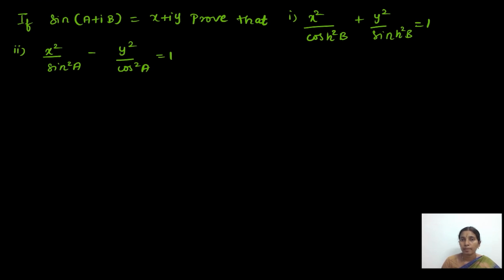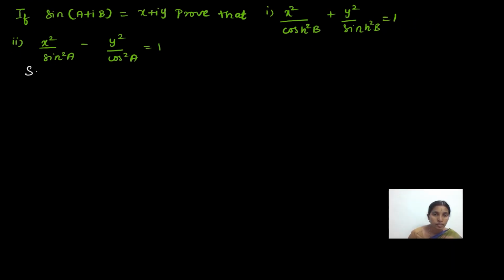If sin(a + ib) = x + iy, prove that x²/cosh²b + y²/sinh²b = 1 and x²/sin²a − y²/cos²a = 1. First we see the solution for subdivision 1. Let us take sin(a + ib) = x + iy.